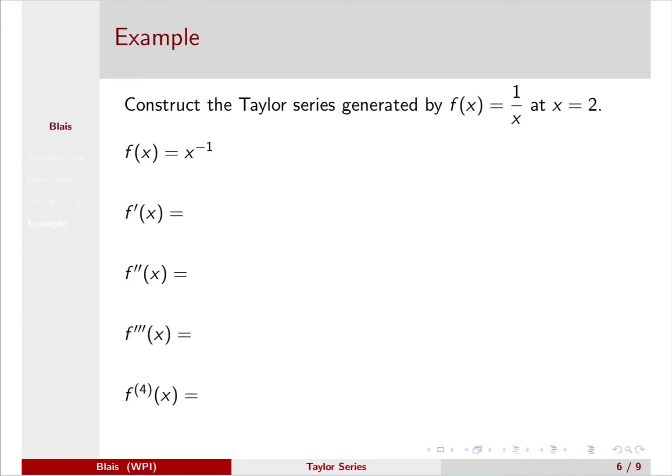Let's look at an example and see how this works. So consider the function f of x equals 1 over x, and we're going to use x equals 2. So that is our a value.